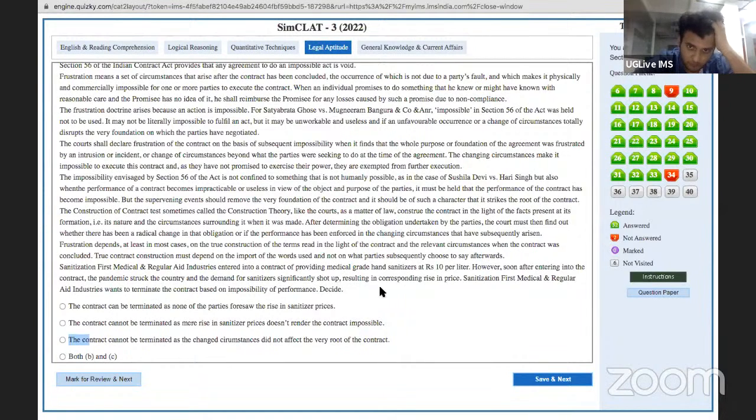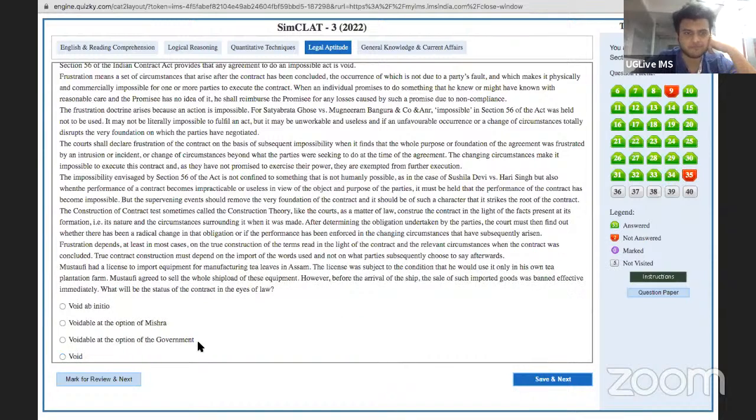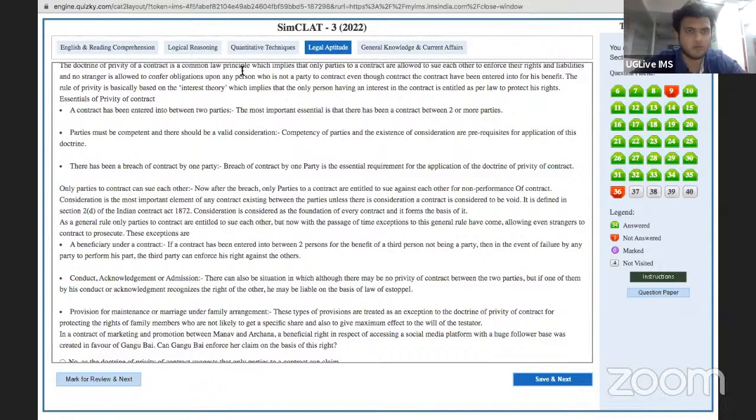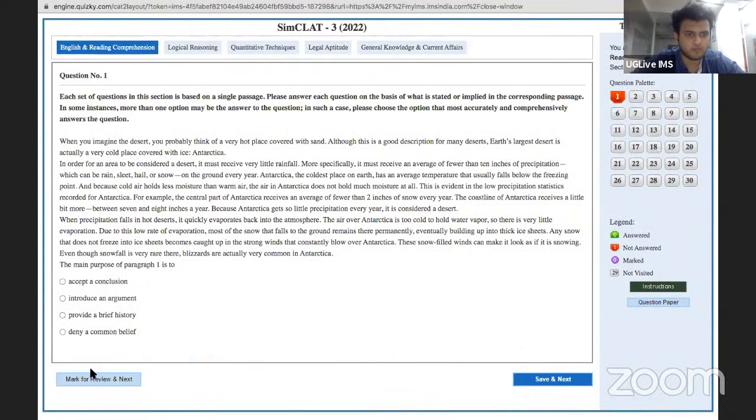Significantly shot up. Impossibility to perform. Therefore, the arrival of the ship was banned effective immediately. Okay, I'm done. I'll move to English now.